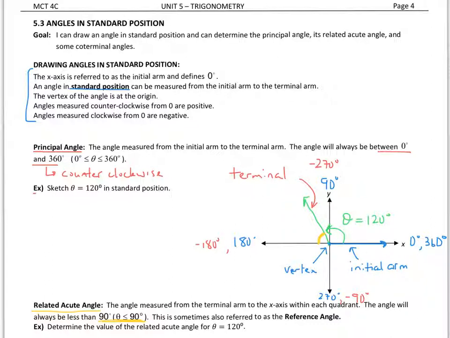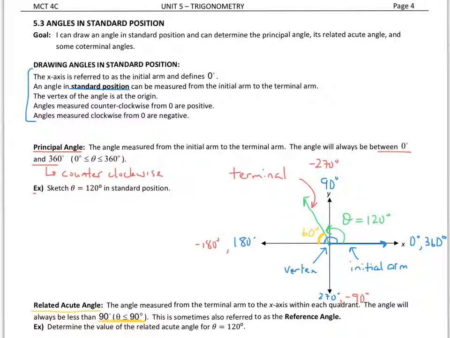And if I think about its value in this case, to determine the value for the related acute angle, I know that all the way over from positive x to negative x, that's 180 degrees. So if I take my 180 degrees and subtract my principal angle of 120, that would give me that this angle in here is going to be 60 degrees.